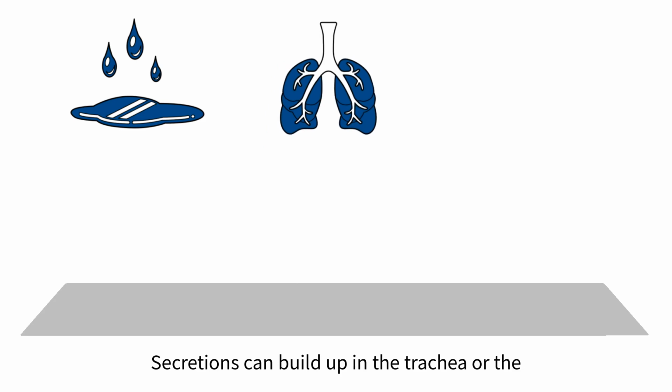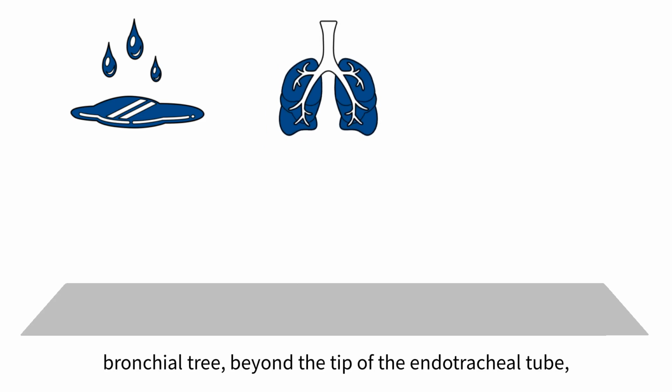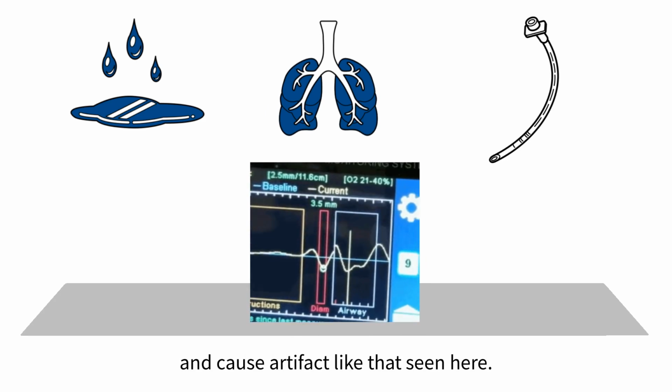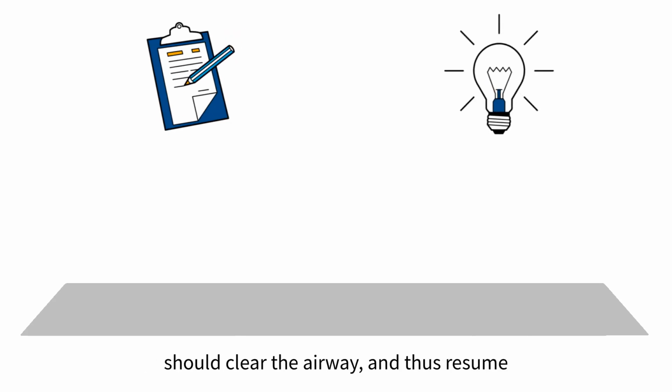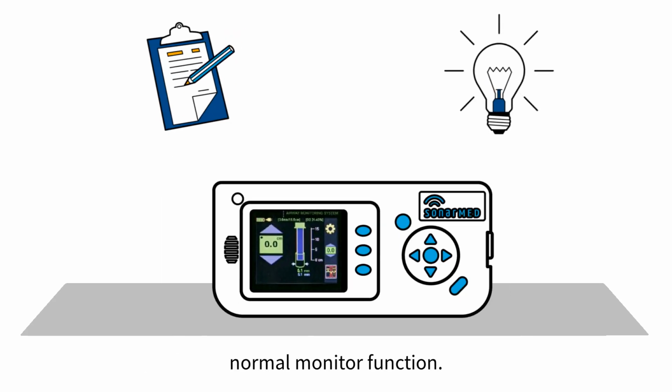Secretions can build up in the trachea or the bronchial tree beyond the tip of the endotracheal tube and cause artifact like that seen here. An effective suction per the institution's protocol should clear the airway and thus resume normal monitor function.